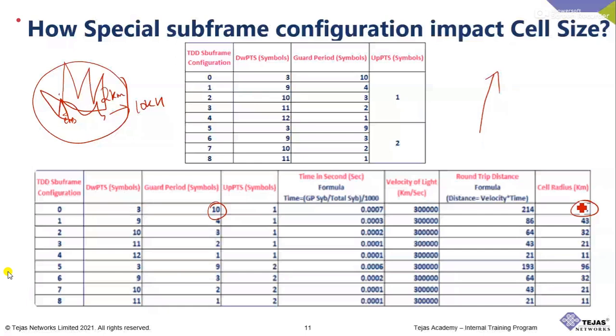If you want an example, I think in Geo they were initially going with configuration 5. Okay, and then they moved to configuration 7. So this is also left to operators. They can change the configuration, but the symbols for each configuration remain constant. Okay. Any doubts in this special subframe configuration which impacts the cell size?